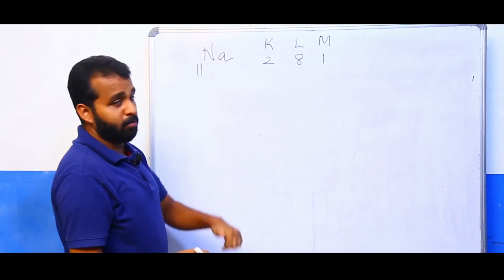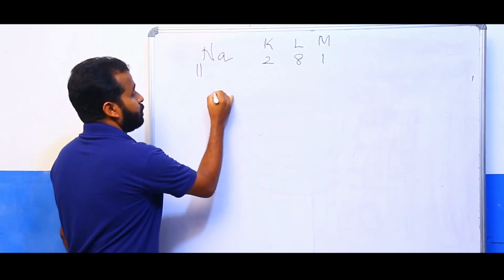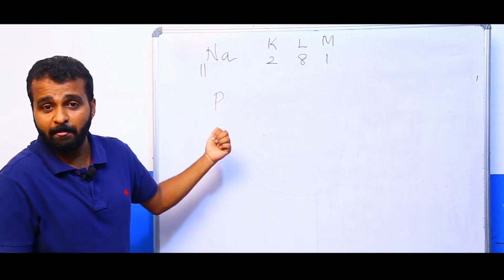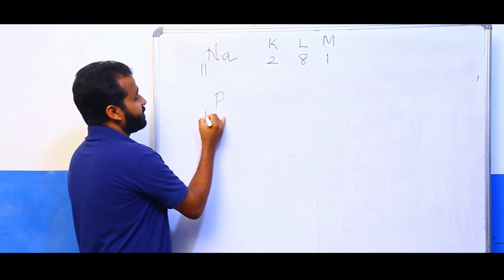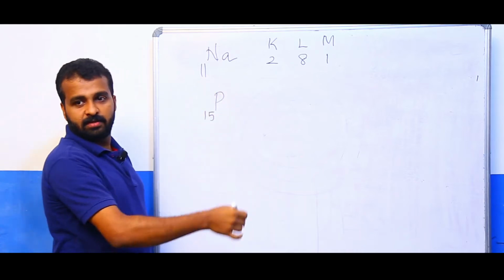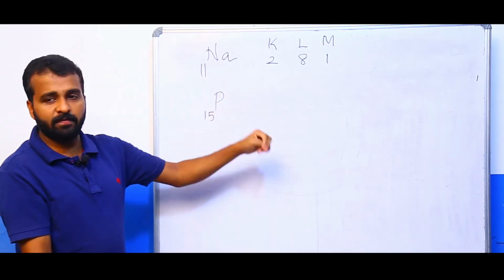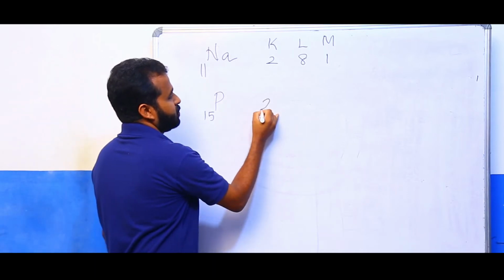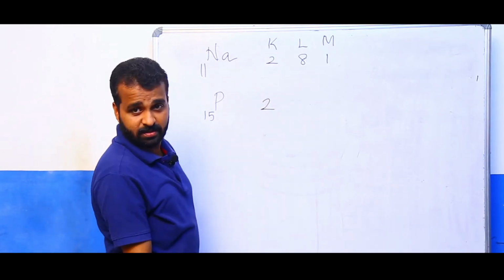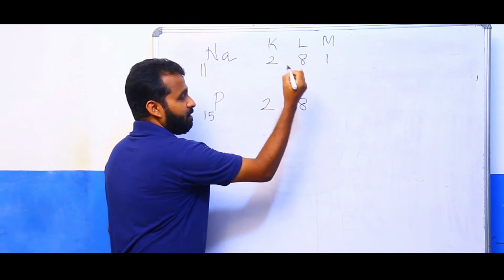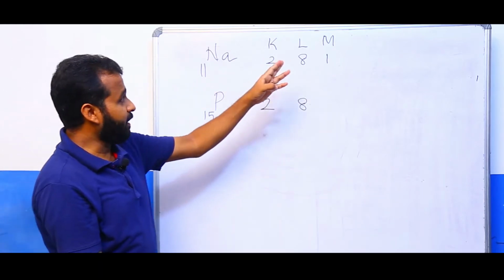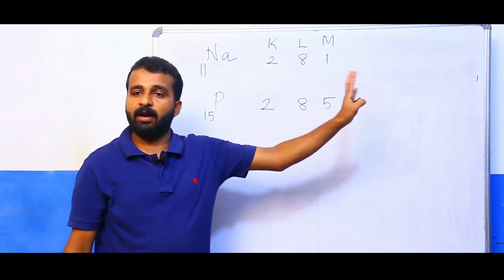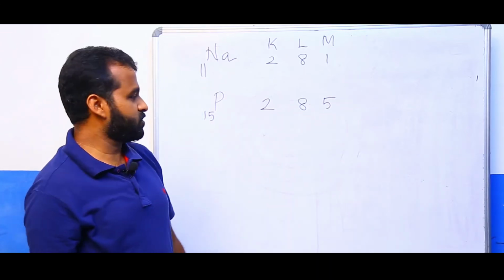Good. One more example. What does P represent? Phosphorus. Good. What is its atomic number? 15. Then how to write the electronic configuration of phosphorus? The K shell has 2 electrons, the L shell has 8 electrons, then the M shell has 5 electrons. So 2, 8, 5. Okay, good.